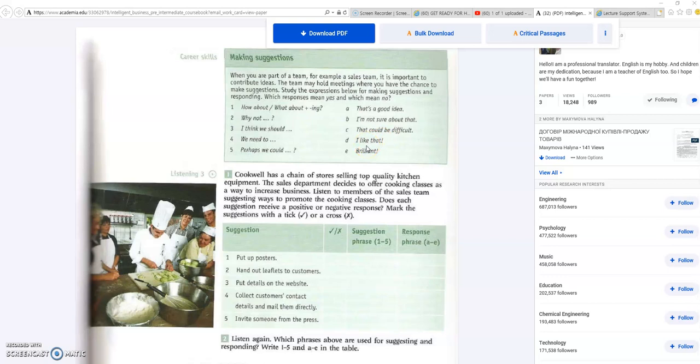What about inviting someone from the press to attend the first class? That way we can get some free publicity. So what about doing something? That's number one. That's the suggestion. And then speaker two and three both agree. They say, brilliant. So those are different ways that you can make suggestions and give responses to those suggestions.